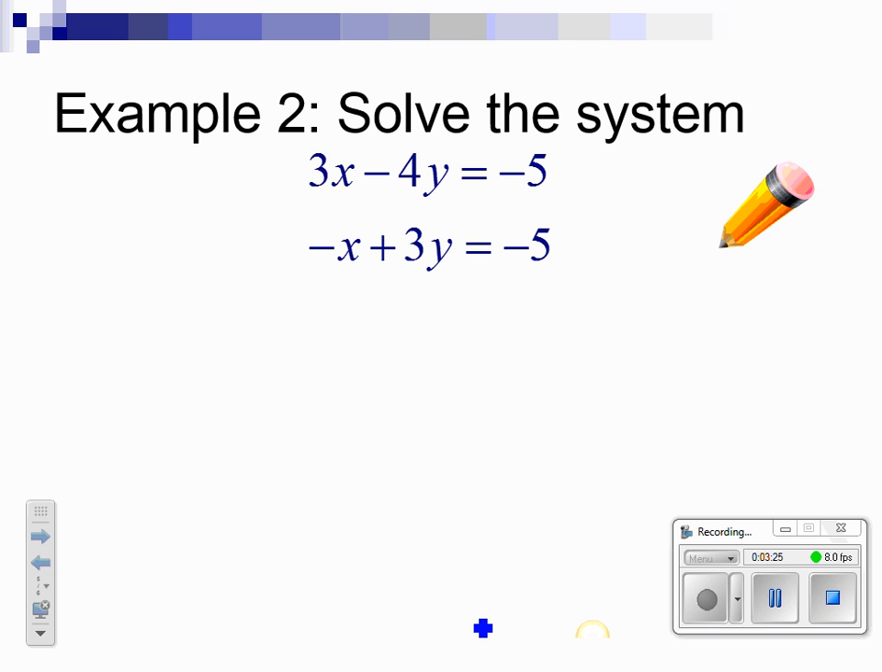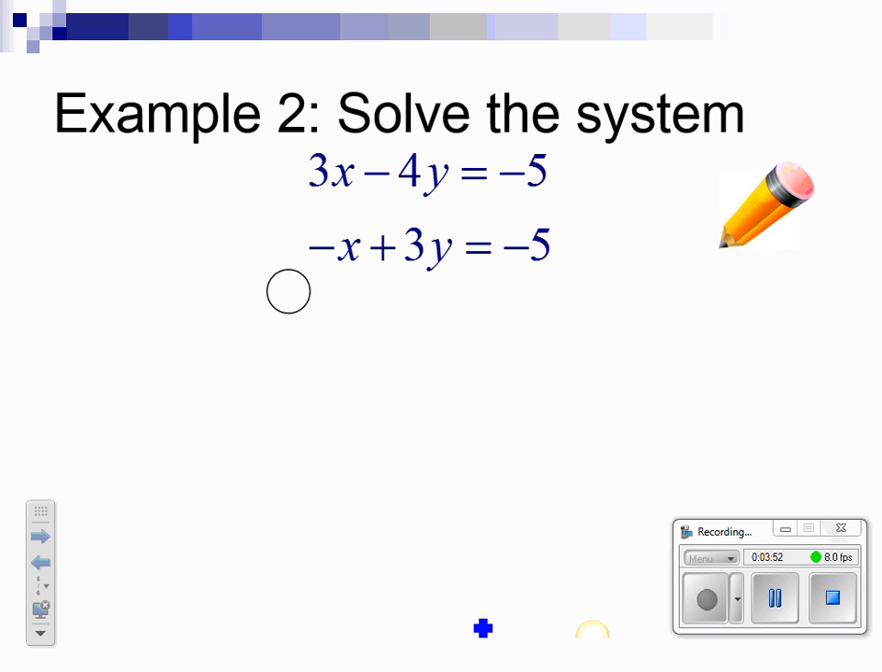All right, let's do another one. Solve the system by elimination. If we added these 2 equations together, would a variable eliminate? I'm not seeing that a variable would eliminate. We would get 2x and a negative y. That doesn't help us. If we do that, 2x minus 1y equals negative 10, nothing has happened here. We still have x's and y's.